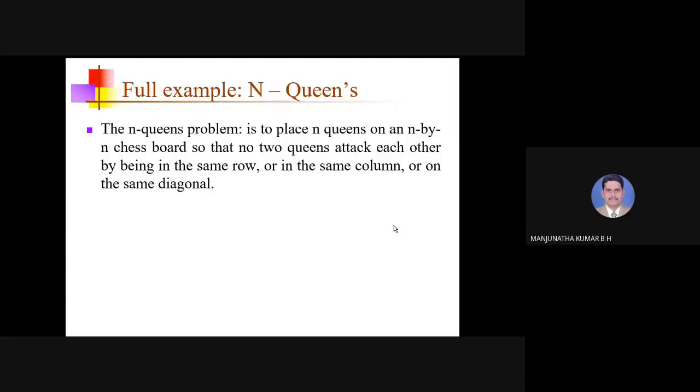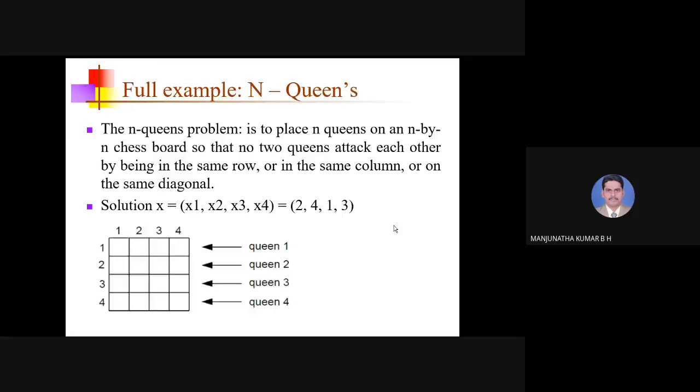Okay, so two queens should not be placed in the same row, the same column, or the same diagonal. This is the problem statement. So we have to find a place for all the n queens by satisfying these conditions.